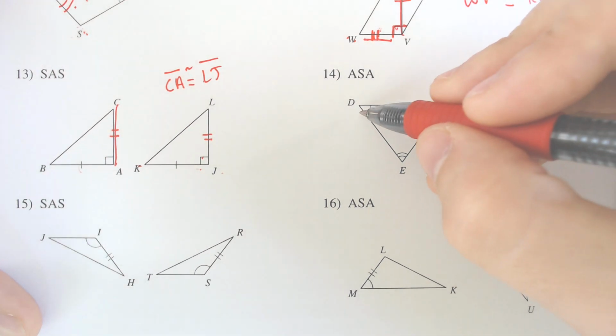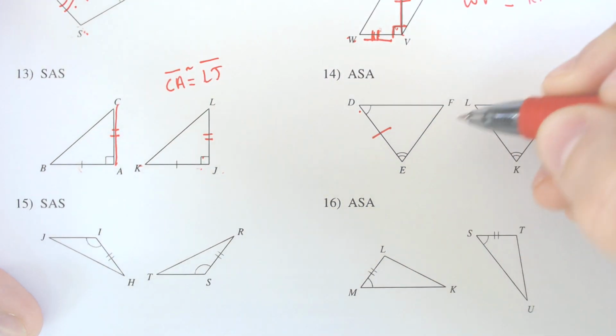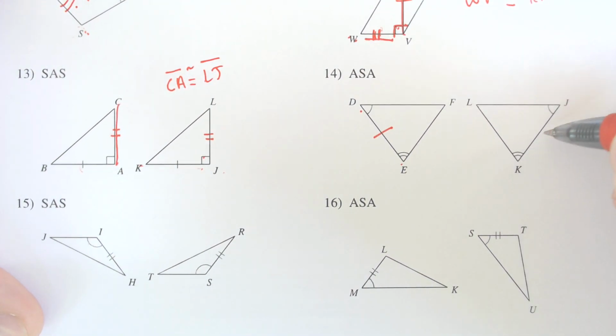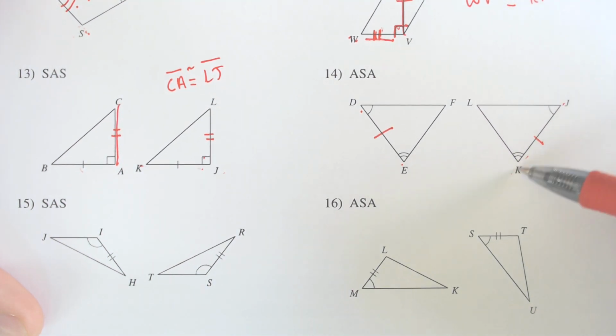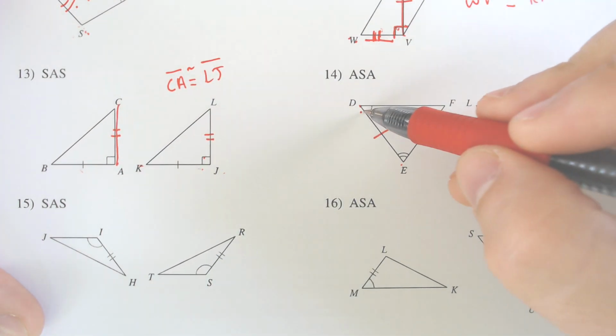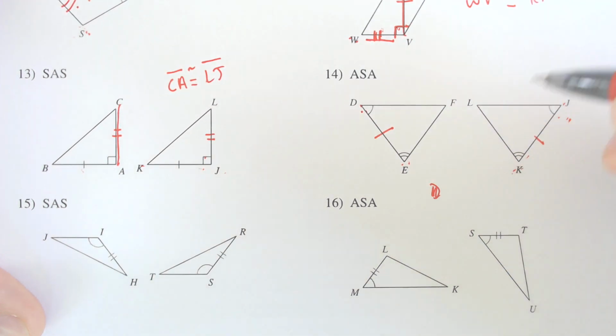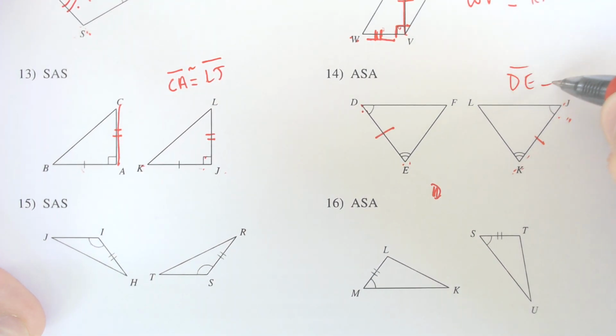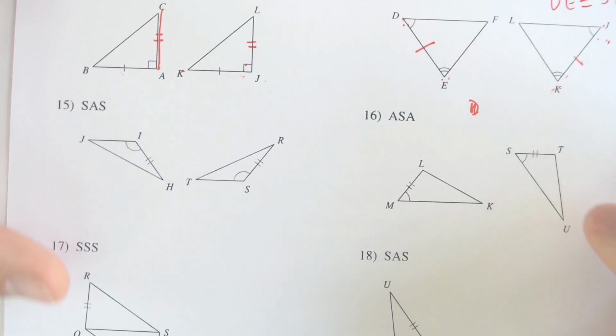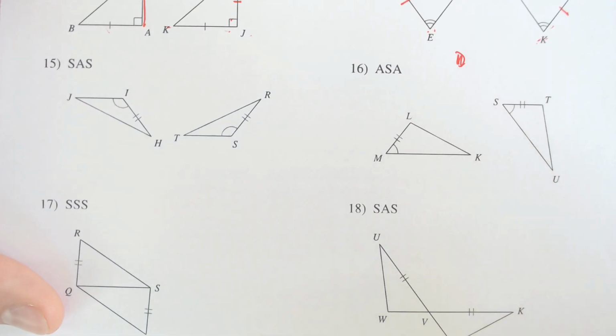Angle, side, angle. We got an angle. We need a side in between, and then an angle. So this time, it's this side over here because that's where the two angles are. So that's going to be side DE. Let's do it up here. DE must be congruent to side JK. Got just a few more and we're going to be done for the day.